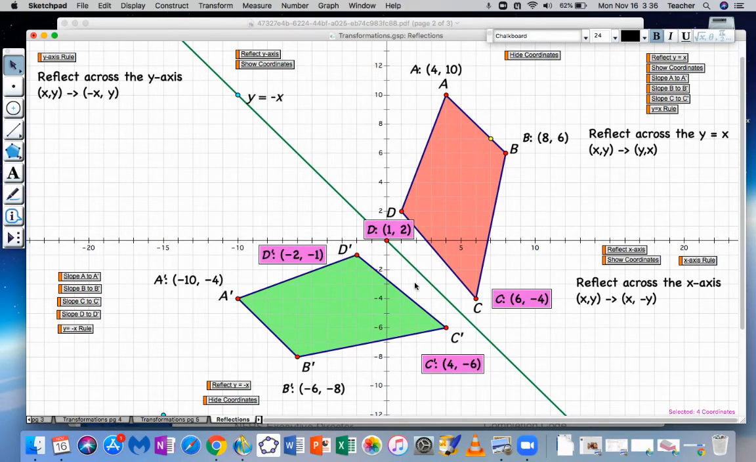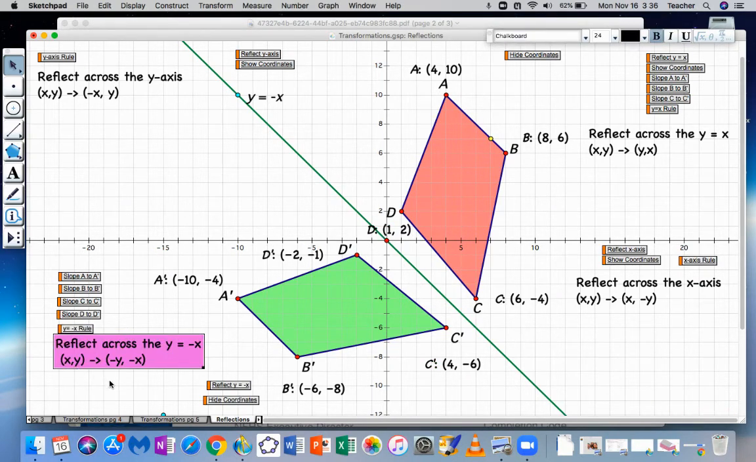So what's your pattern? Well, the rule says this: (x, y) turns into (negative y, negative x). So let's take D this time. All right, (x, y) is 1, 2. So what this rule is saying, I'm going to flip both of them, right? Change positions and change signs. So I'm going to change my x and y. So now that's 2, 1, and then change the signs. That's how I get negative 2, negative 1. And you see the pattern in all those.